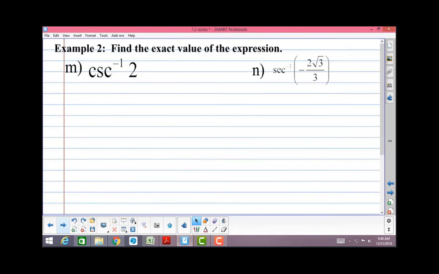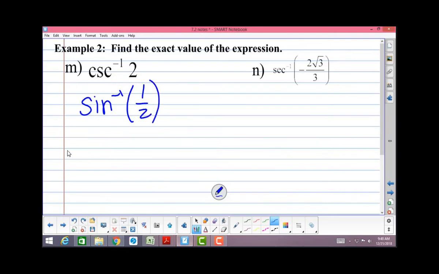But that could be a little harder to do. So what I like to do is change it first to its reciprocal. So the reciprocal of cosecant is sine. So instead of saying, where is the cosecant equal to 2, you can say, where is the sine equal to the reciprocal of 2? And the reciprocal of 2 is 1/2. So these are equivalent statements.